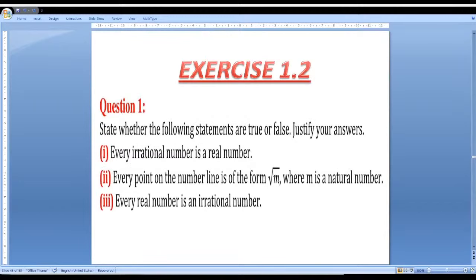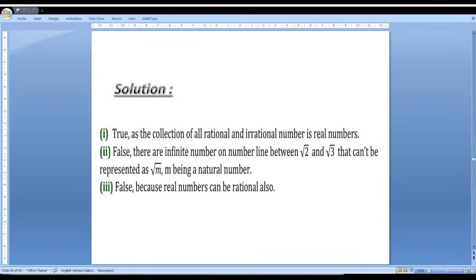Now, third one, every real number is an irrational number. So you know that the real numbers are the collection of irrational numbers and rational numbers. That means every real number may not be an irrational number, it may be rational also.